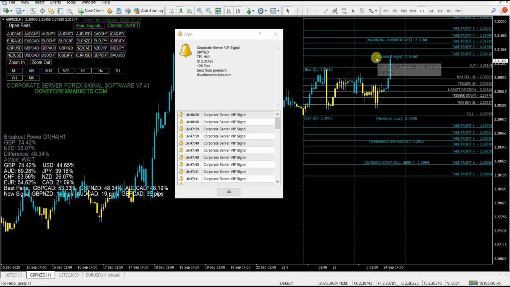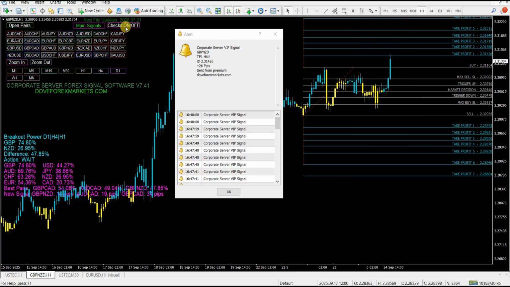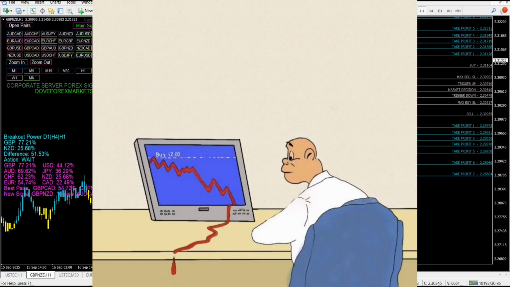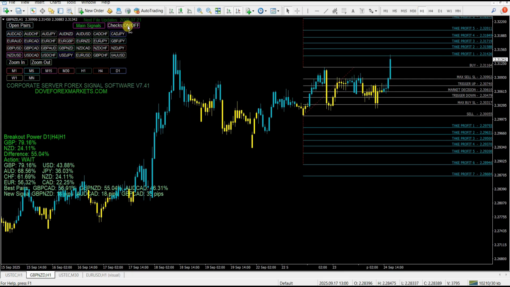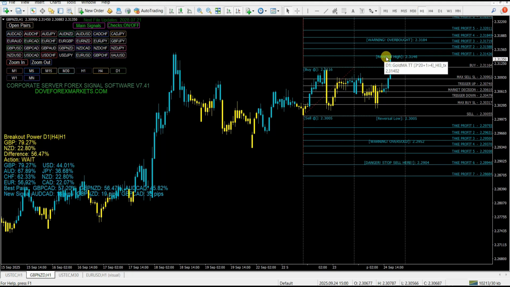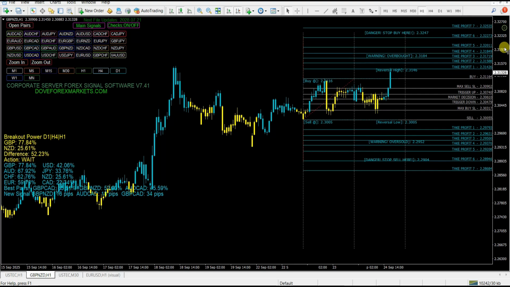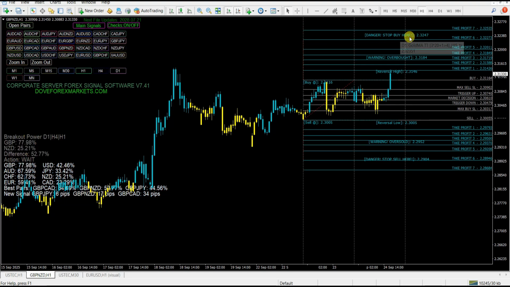So look at this. We have these checks and balances there. Otherwise you can be trading in an empty space without understanding what is coming next. With the corporate Forex signal software, you will be given the warnings at your fingertips. So the reversal levels are actually shown. Reversal is going to happen on the high there. A reversal is going to happen just here on the low point. So these points are actually very critical. The warning overbought, the warning oversold, danger stop selling here, danger stop buying there. All those are very important. We must respect those because those are very critical warnings.